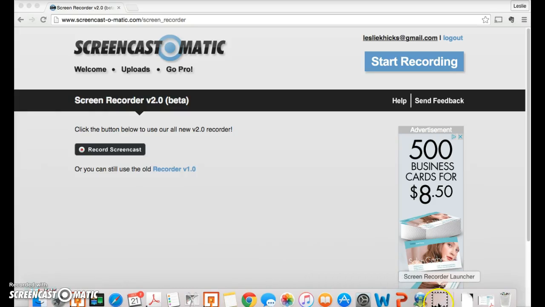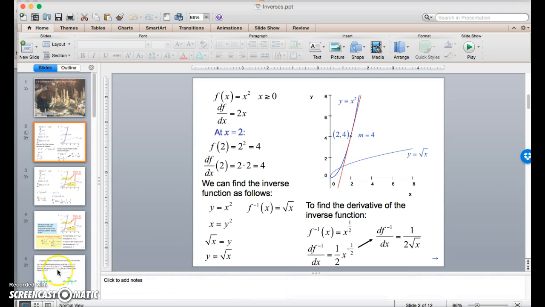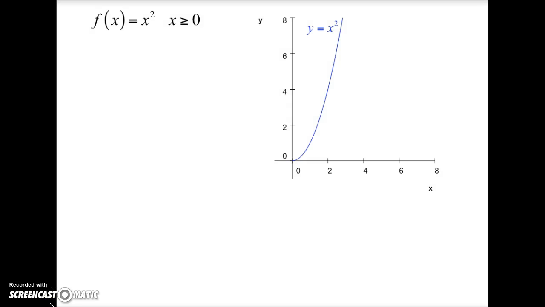Our topic in 3.8 is the derivatives of inverse functions. So what do we remember about inverse functions? Two functions are inverses if they undo each other. One example of a pair of functions that are inverses are y equals x squared and y equals square root of x. So I'm going to explore the relationship between these two functions, and we're going to find some patterns that hold for their derivatives.